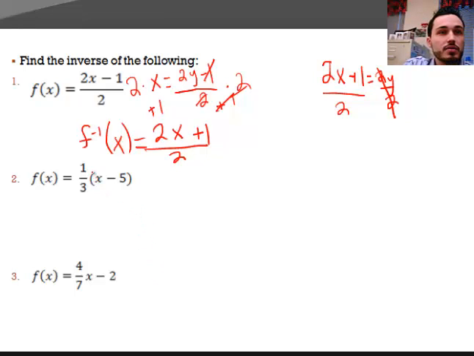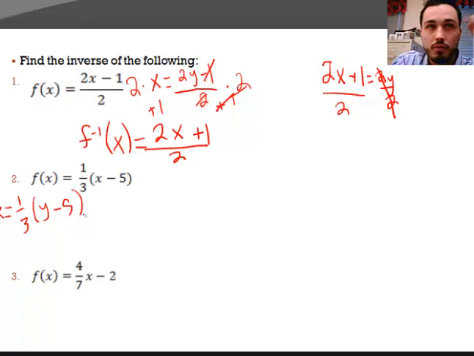Alright, now next one, to cancel a fraction. Y'all have been struggling with this a lot, doing all sorts of weird things. Here's the bottom line. Multiply by the reciprocal. So take 1 over 3 and flip that, multiply both sides by 3 over 1. Of course, step 1 is you've got to swap your x and your y. So you've got x equals 1/3 y minus 5.